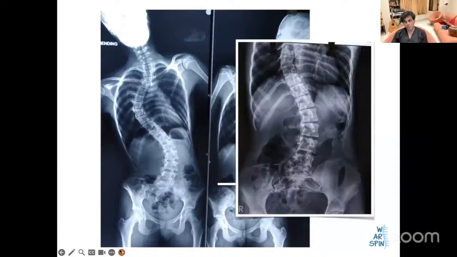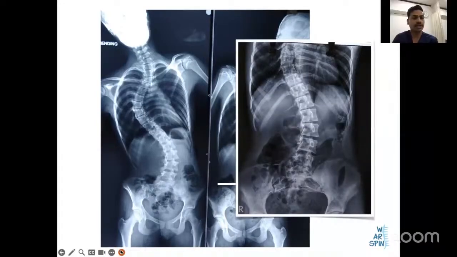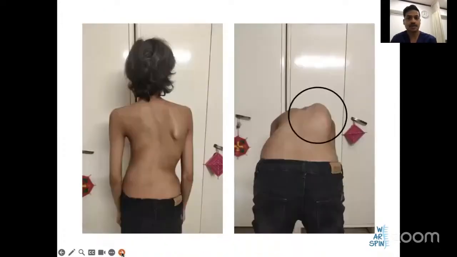On closely looking at the bending images, the apical vertebral translation of the main thoracic was more than the lumbar curve, and the Cobb of the main thoracic was more than the lumbar curve. But the apical vertebral rotation of the lumbar curve was still higher, which was not getting corrected even on the traction films. And the rib hump was also actually very high.